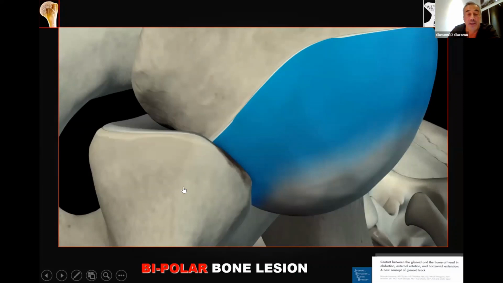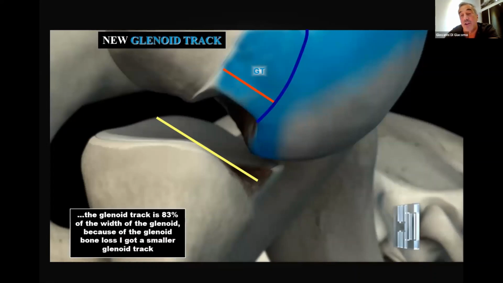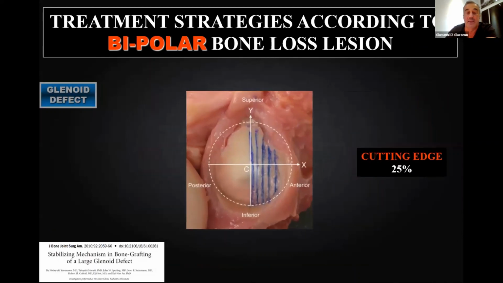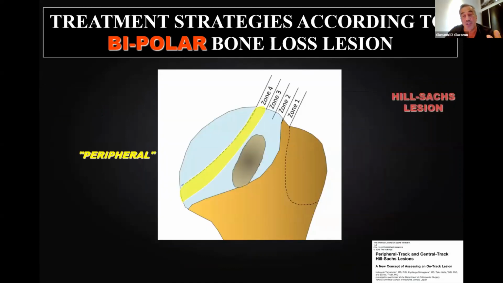And you can measure this because you know that the glenoid track is 83% of the glenoid width. We know that this is the normal glenoid track. But because here there is a glenoid bone loss, of course, the width of the glenoid is smaller. And the smaller the glenoid, the smaller the glenoid track. The smaller the glenoid track, the more possibility you have that the Hill-Sachs is off track. So it is unstable from the bone point of view. That is interesting. So we have to consider patients that have glenoid bone loss and also the position of the Hill-Sachs.